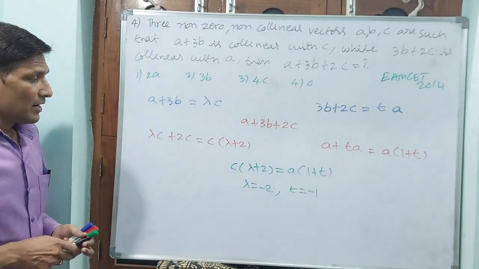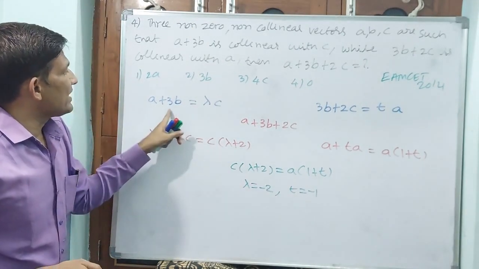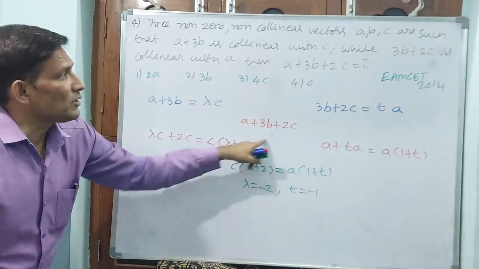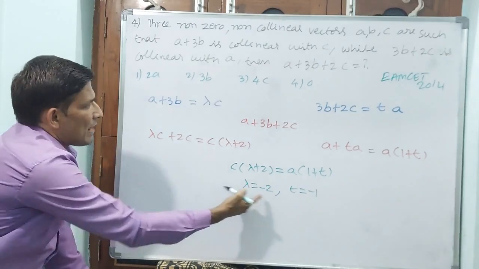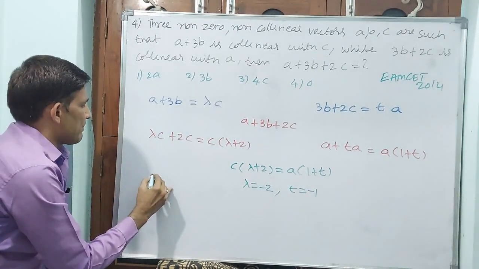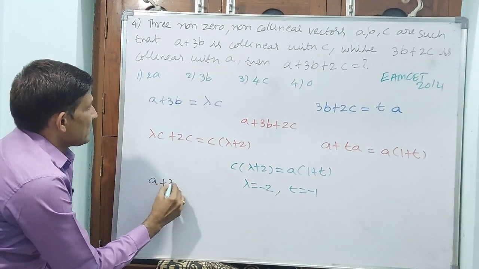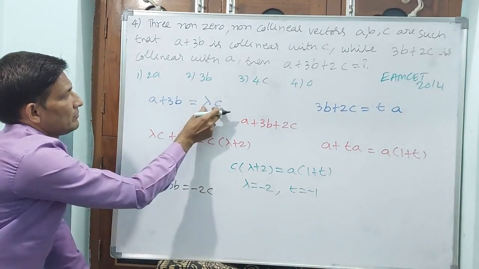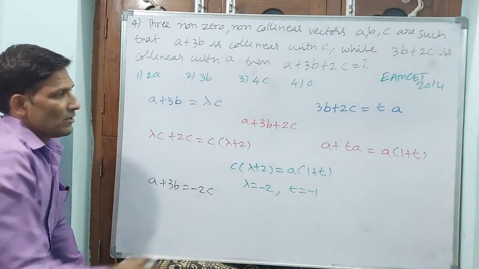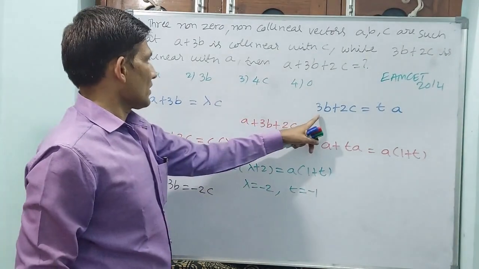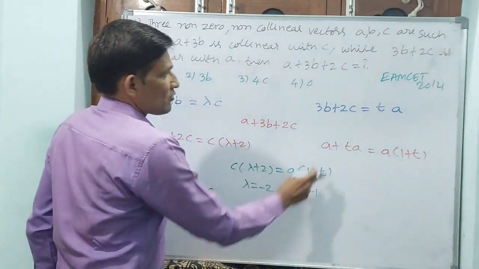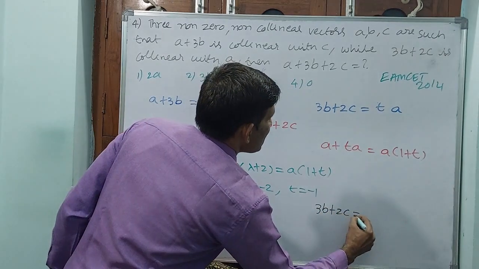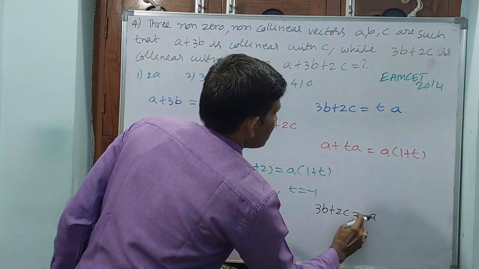Now these values you substitute again here, and finally substitute here. You see what I am writing? Lambda is minus 2. Minus 2 means what will happen? A plus 3B is equal to minus 2C. Now go to the other side. T is equal to minus 1. That means 3B plus 2C is equal to minus A.